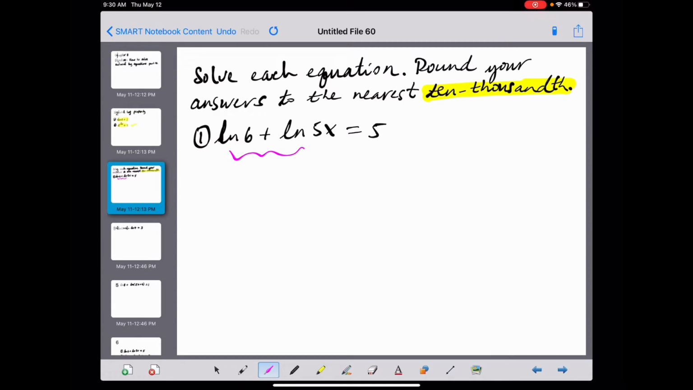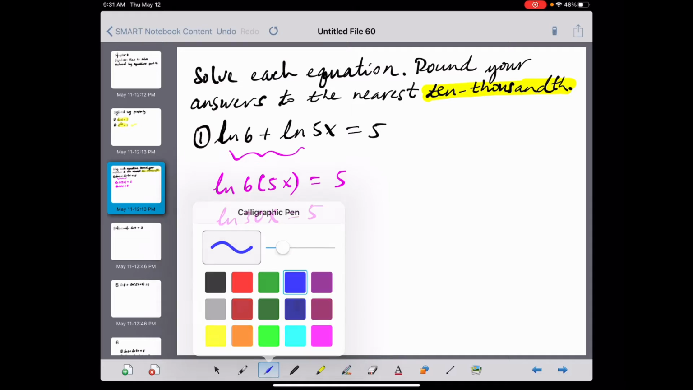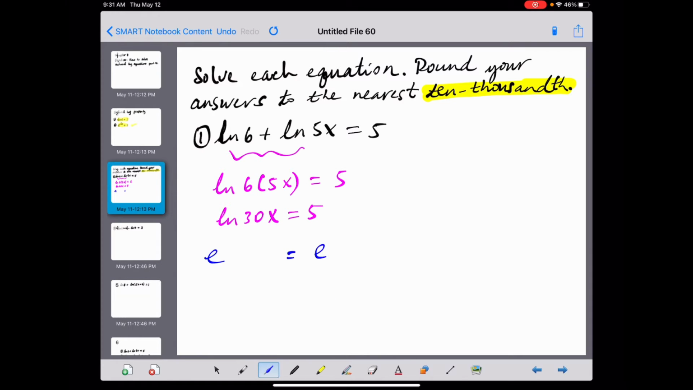So ln 6 plus ln 5x, that's the product property. So it's going to be ln of 6 times 5x equals 5. Then we multiply that together, so we get ln 30x equals 5. Now, once we have the ln by itself, we're going to put them as exponents. So we're going to put e on the left and e on the right, and the other stuff from the previous step we're just going to make into exponents like that.